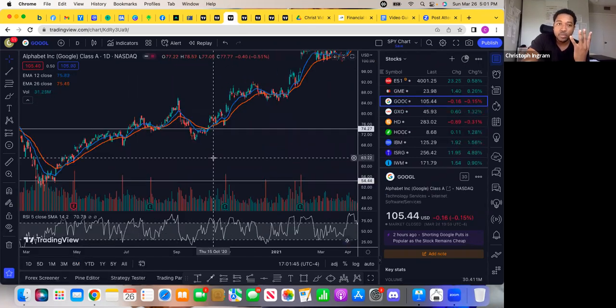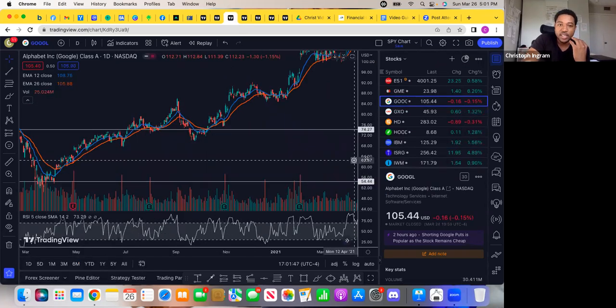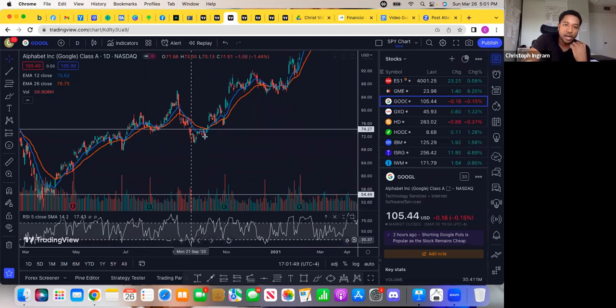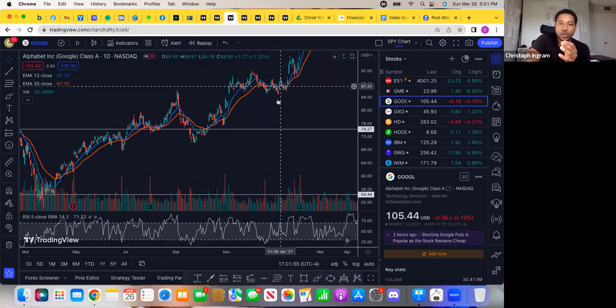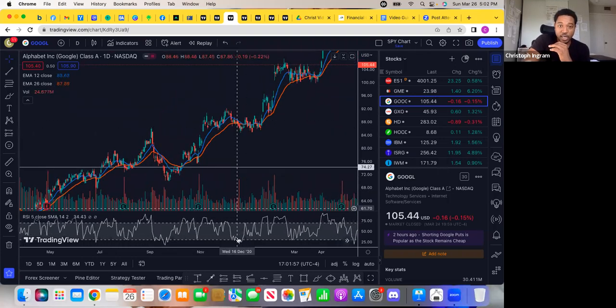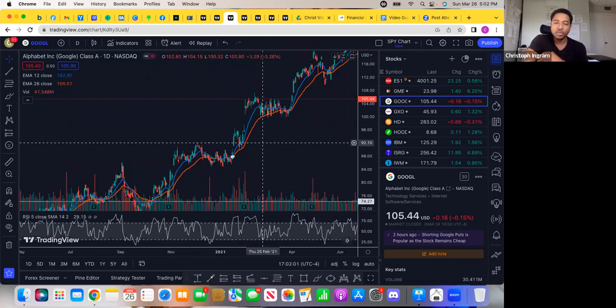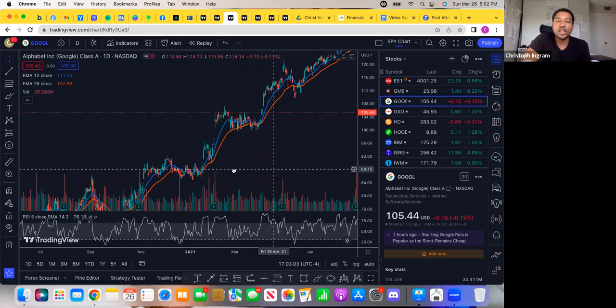Example. This is Google again. This is on the 1 day time frame. You entered when we're oversold. As soon as we get overbought right here, you take it and exit, get out of the trade. When we get oversold again, right here, you take another entry, right up again, overbought, get out, right? So that's how you use the RSI.